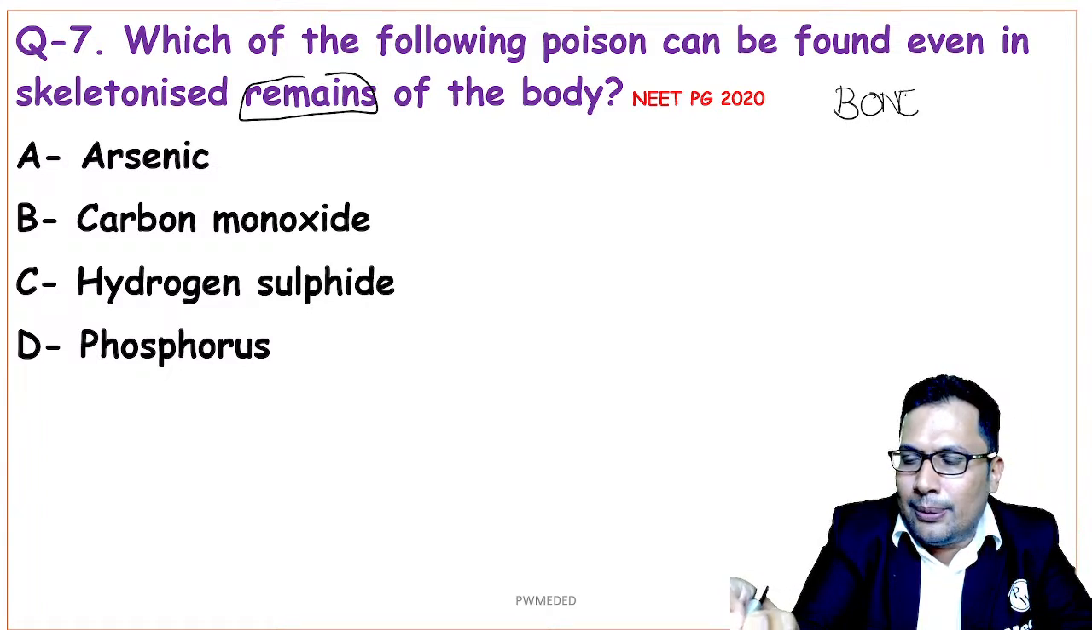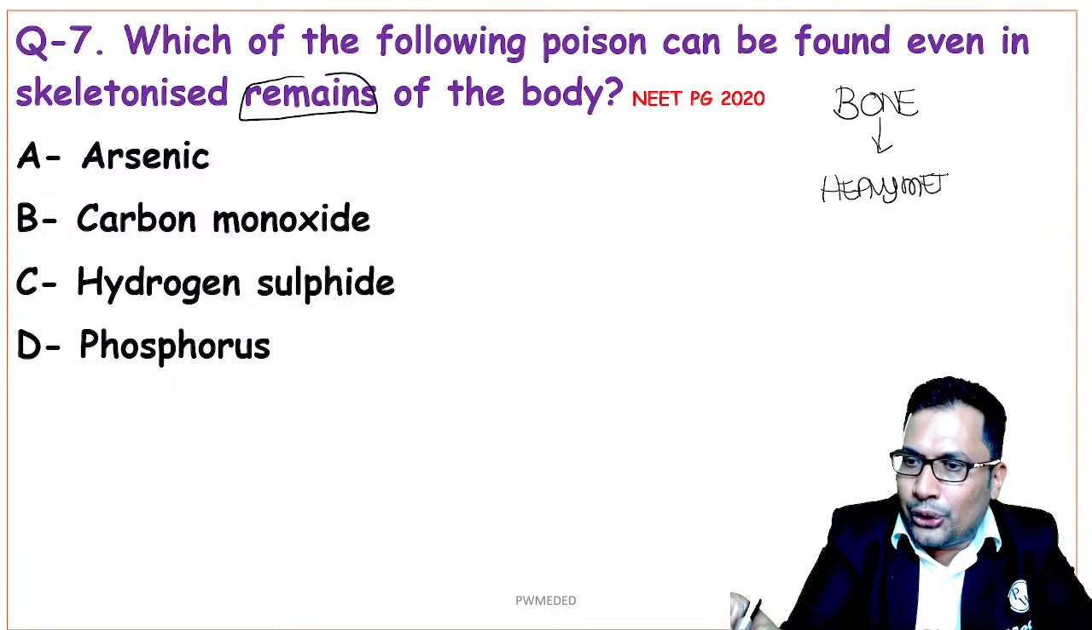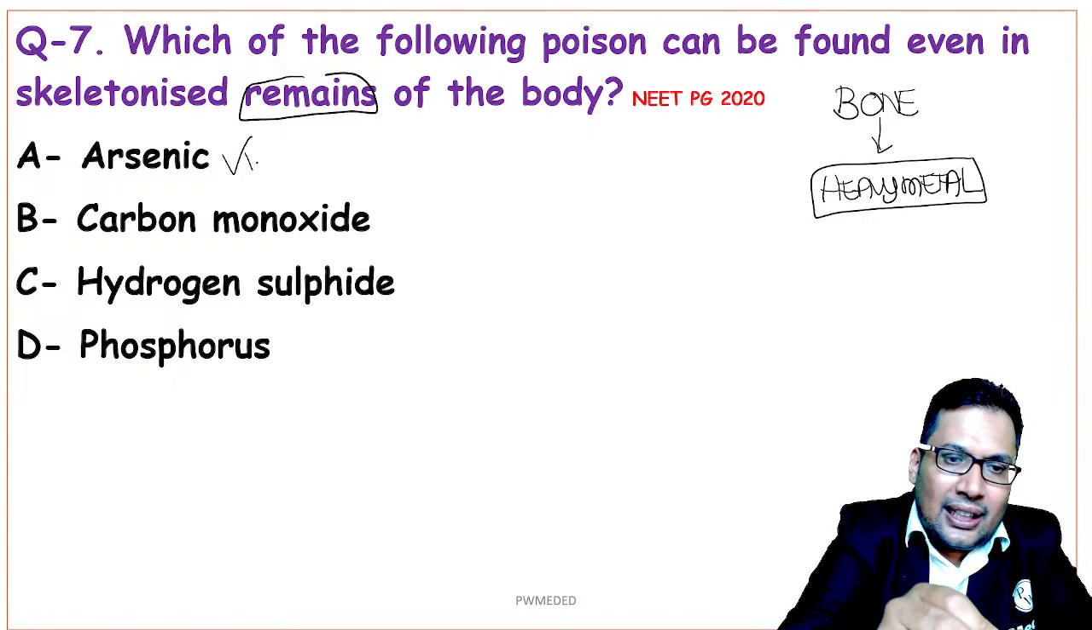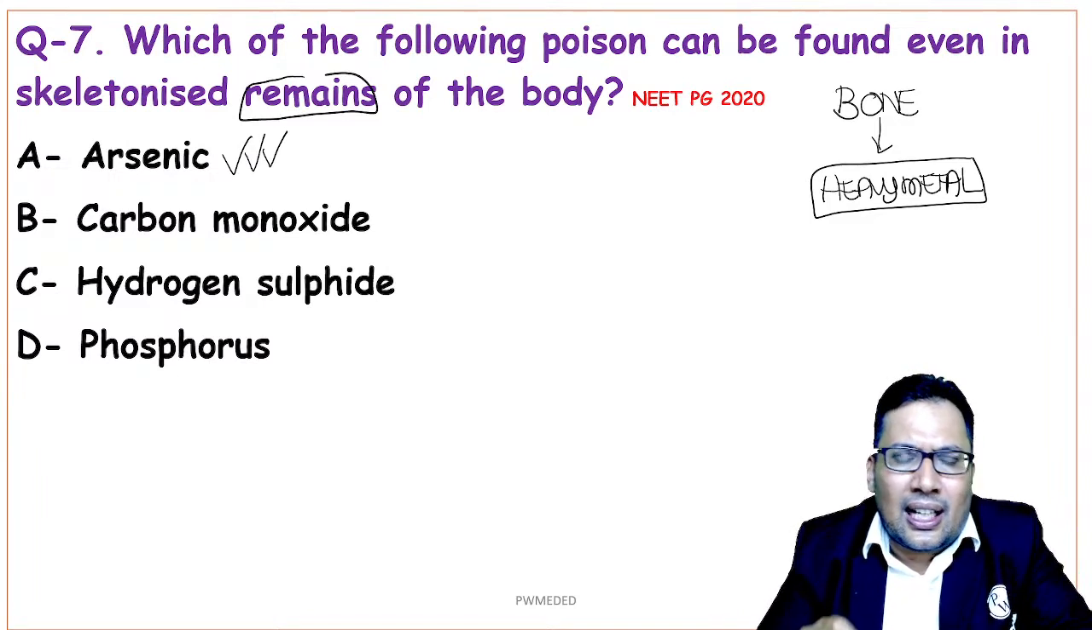So bone means, remember, heavy metal. So what is the heavy metal given in the question? The heavy metal given in the question is arsenic, which is the correct answer. So the answer is very simple. Arsenic is the correct answer.